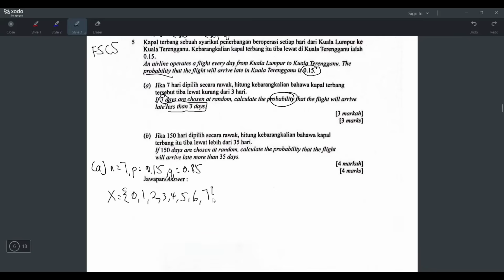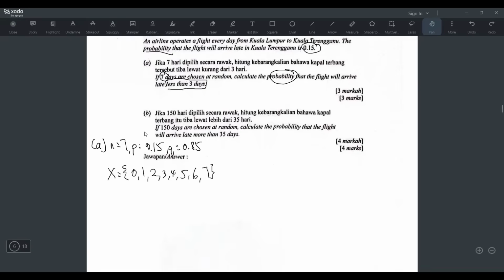So what this means is, you write down all the possibilities of how many days you succeed. Success means late. So out of the 7 days, maybe 0 days late, or maybe 1 day late, or 2 days late, 3 late, 4 late, 5 late, 6 late, 7 late. Yeah, 7 means all 7 times also late. It's possible also. But we don't have to find all of them.